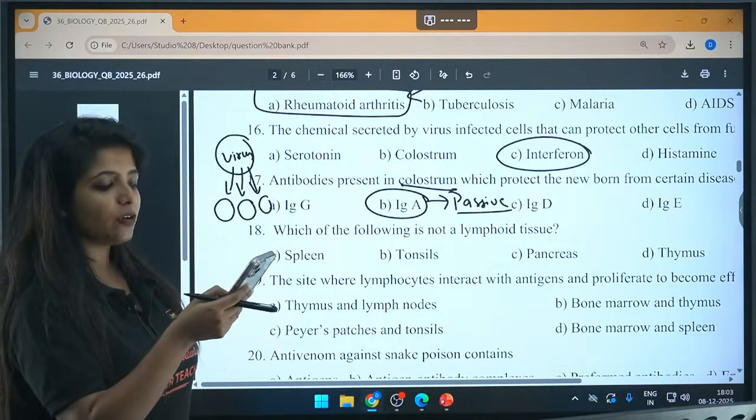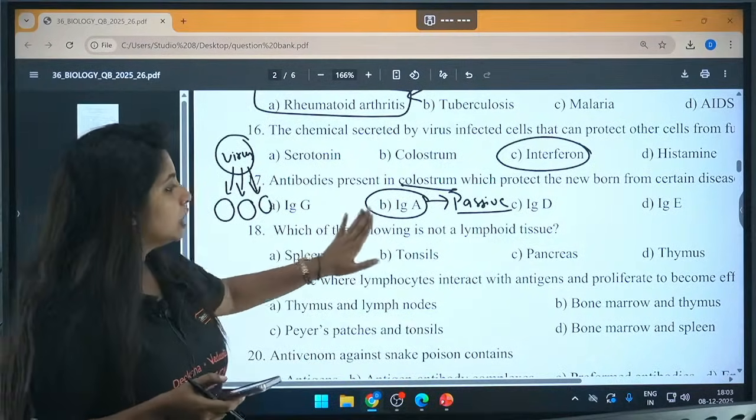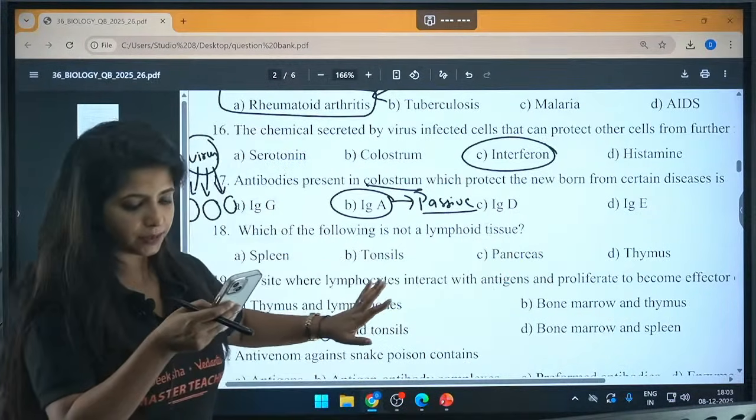Question number 18. Now try to solve this. Which of the following is not a lymphoid tissue? Spleen, tonsils, pancreas or thymus?